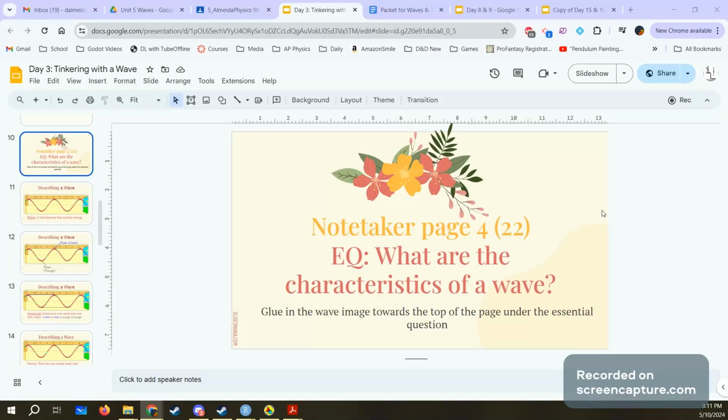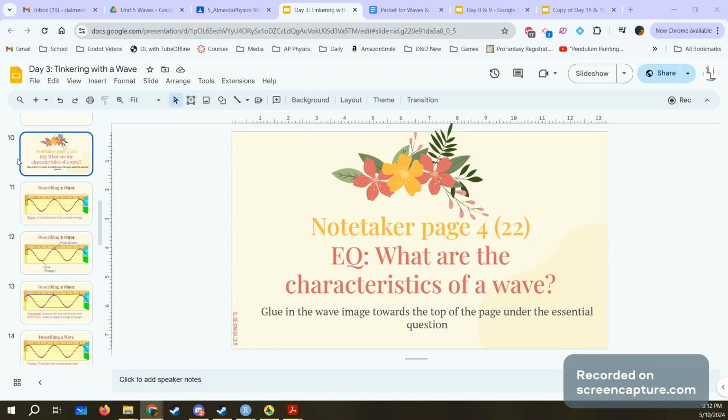All right. So if you are interested in reviewing for the test for Unit 5, there's a couple things that you want to definitely focus on. Since this was our unit regarding waves, I'm going to start off with the characteristics of a wave here. I've left it so you can see most of my screen, at the top where this is coming from. So this is the day 3 stuff, tinkering with a wave.